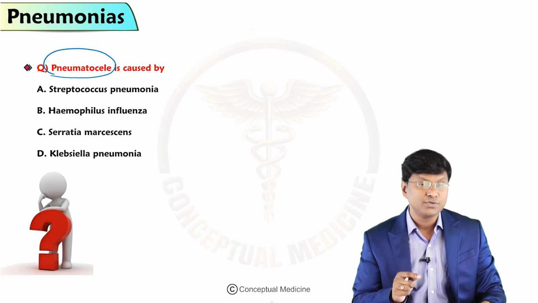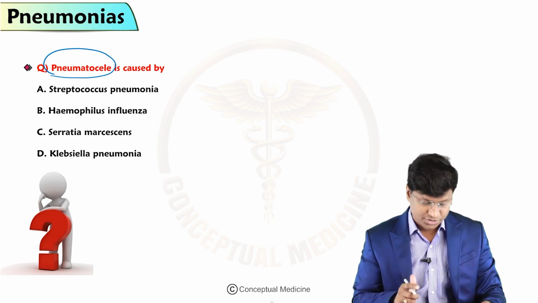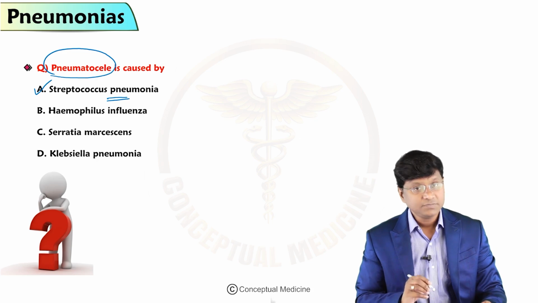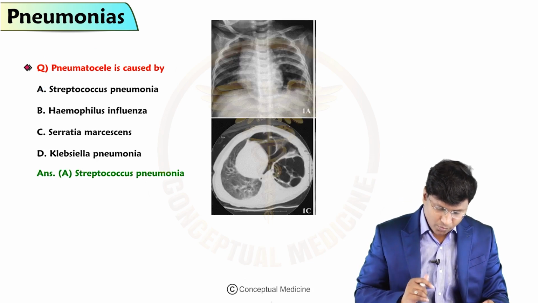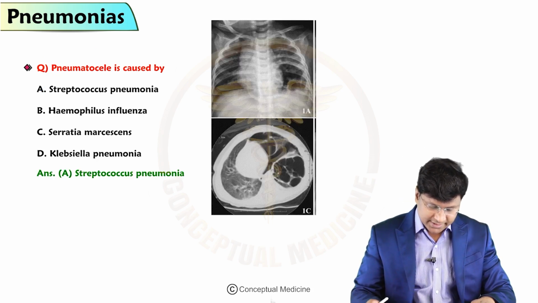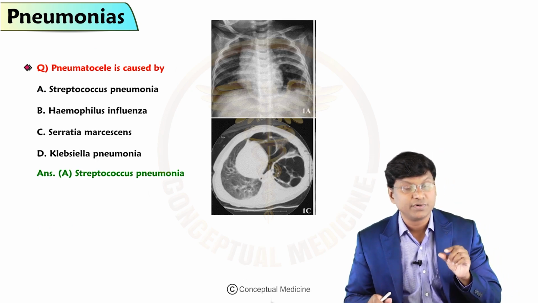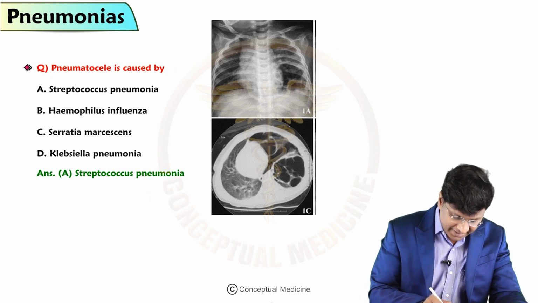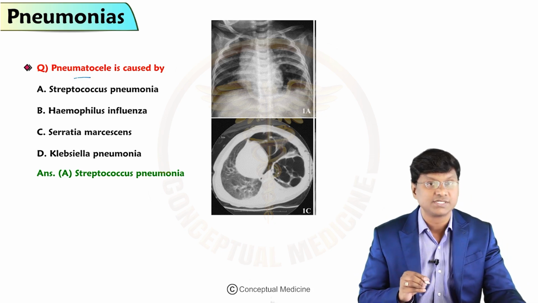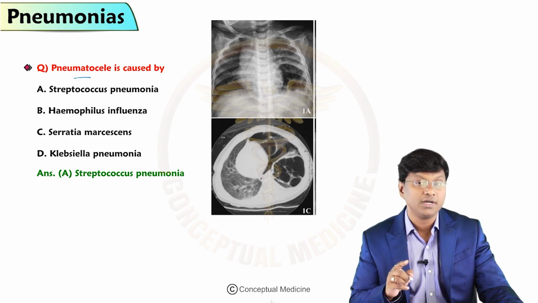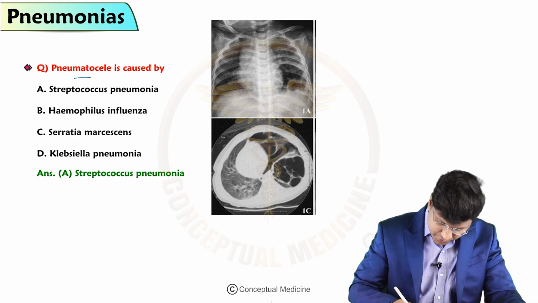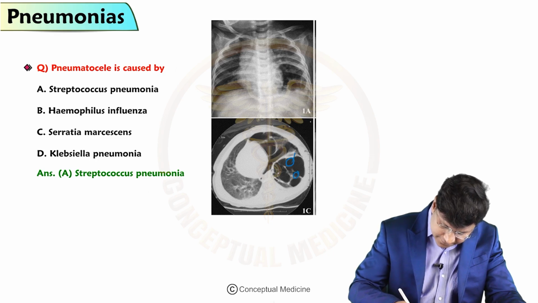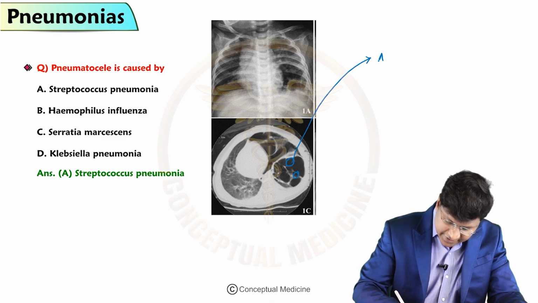Let me tell you, pneumatocele is the condition which is caused by Streptococcus pneumoniae. Now, you should also know what you understand by this word, pneumatocele. The word pneuma is nothing but air. So, pulmonary pneumatoceles are thin-walled, air-filled cysts. You can observe that here. These are thin-walled, air-filled cysts.